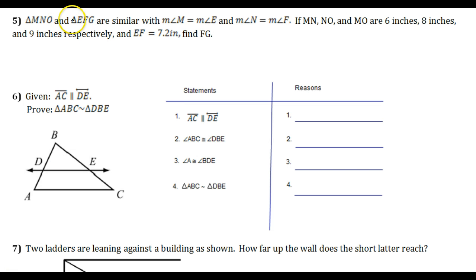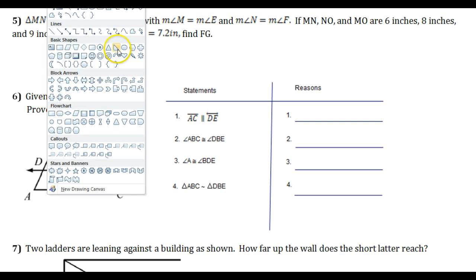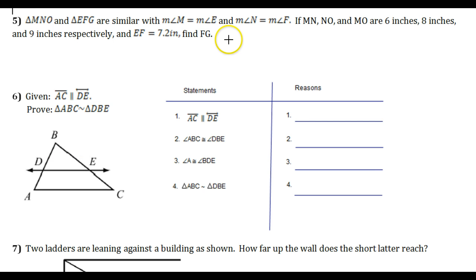Alright, for number 5, these two triangles are being described. I feel like I need to draw them so I can see what we're dealing with. These will not be to scale because I don't even know exactly what the numbers are doing yet, but I'm just going to write them down and worry about it later. So MNO. Alright, so this could be MNO. And EFG.